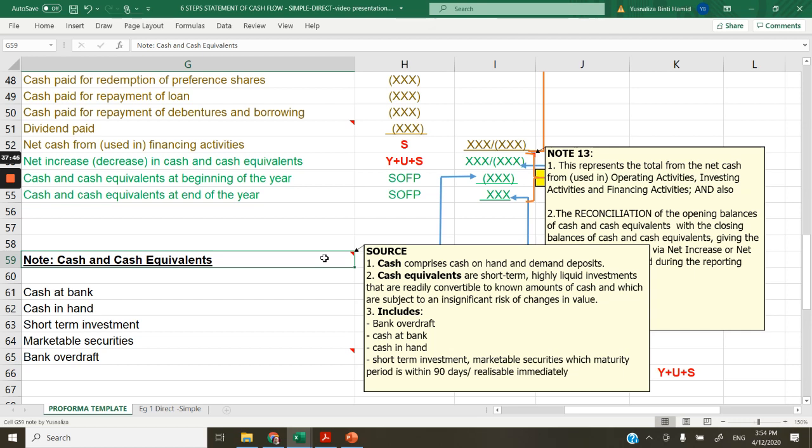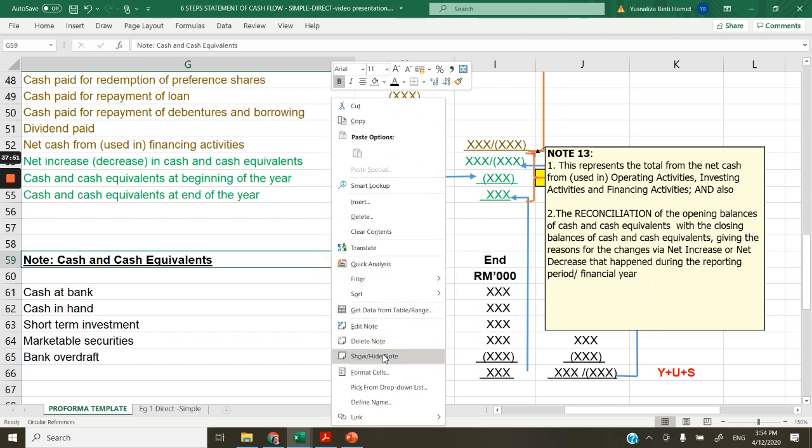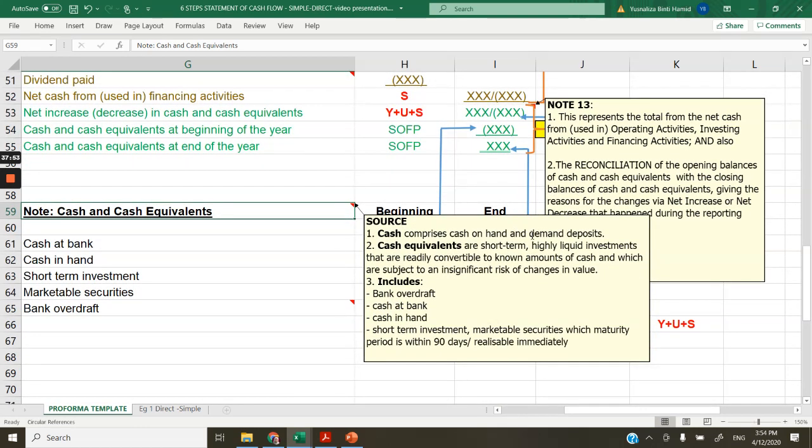It can be cash. Cash can be cash in hand, and can also be cash in bank or any demand deposit. Cash equivalents are your short-term investments, which are less than 3 months. Highly liquid investments, like your marketable securities, that can be converted into cash and are subject to an insignificant risk of change in value. It also includes bank overdraft. Bank overdraft will be put as a negative amount or as an outflow.